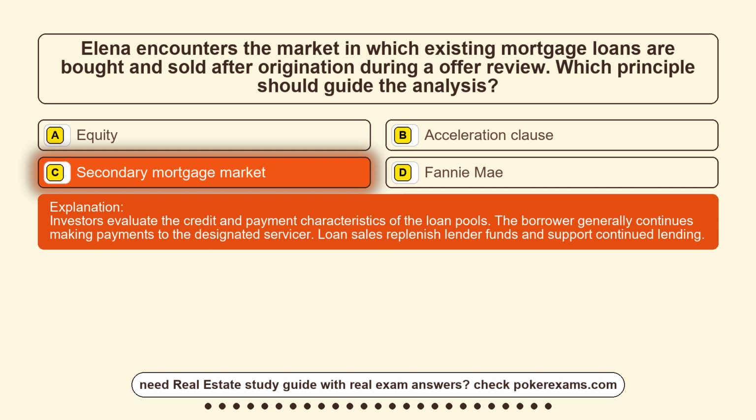Investors evaluate the credit and payment characteristics of the loan pools. The borrower generally continues making payments to the designated servicer. Loan sales replenish lender funds and support continued lending.